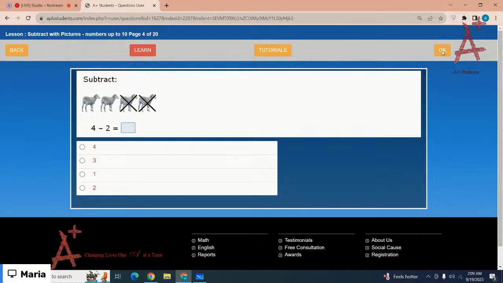Okay, so let's just see how many sheep you have. The total sheep, right? You have total 1, 2, 3, 4. You have a total of 4 sheep, right? So 2 of them ran away. How many sheep are you left with? So which is the correct option?